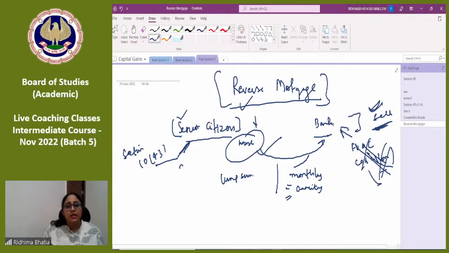Ask the questions: what is the cost of acquisition? What is the period of holding? See, do not just blindly do a question. Think logically before doing the question by applying those concepts.